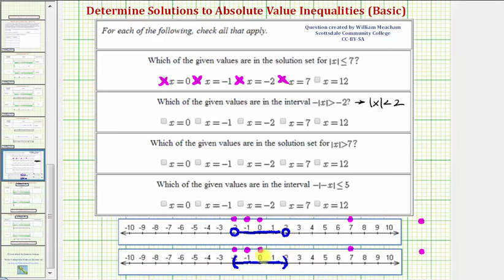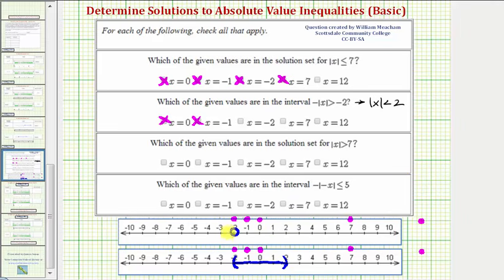Again, normally you wouldn't graph both ways. Different course materials use one or the other. Now we already have the values plotted. X equals 0 is in the interval, yes. X equals negative 1, yes. X equals negative 2 is not here because the endpoint is not included, so no. X equals 7, no. X equals 12, no.